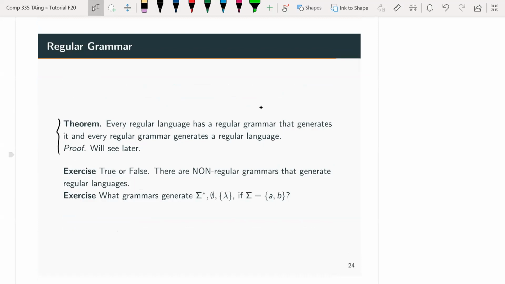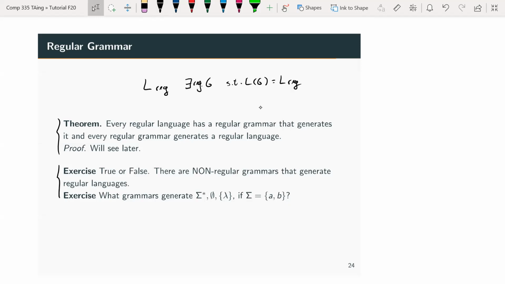So this point was just saying that if you have a language L which is regular, then there exists a regular grammar G such that L of G, the grammar generates the regular language. And vice versa, every regular grammar generates a regular language, and every regular language can be generated by a regular grammar. It's the same idea as with FAs and regular expressions.